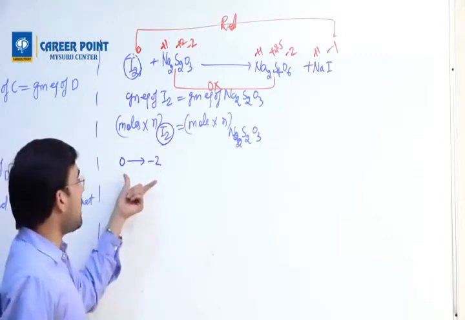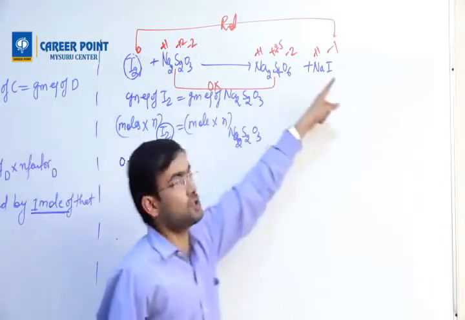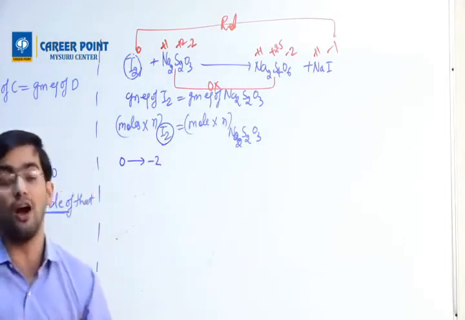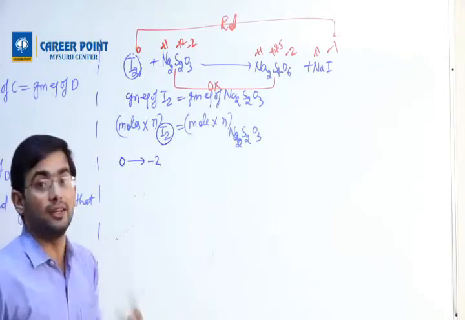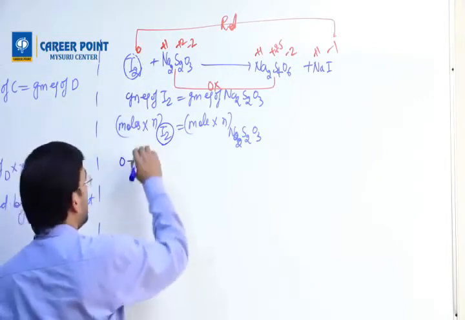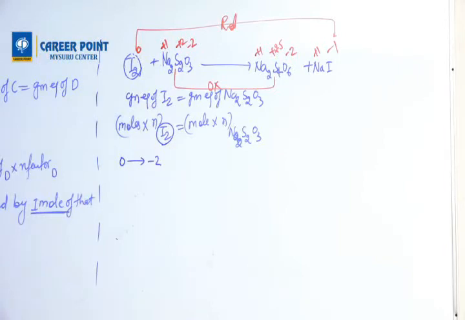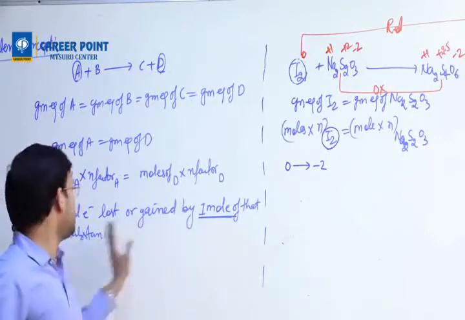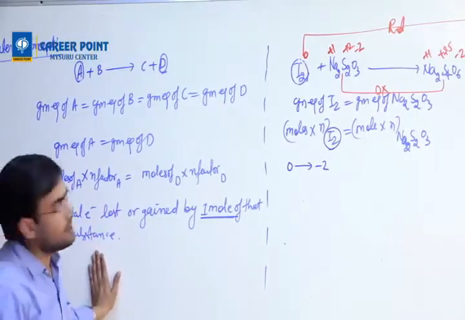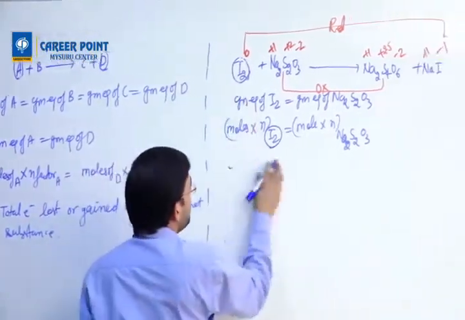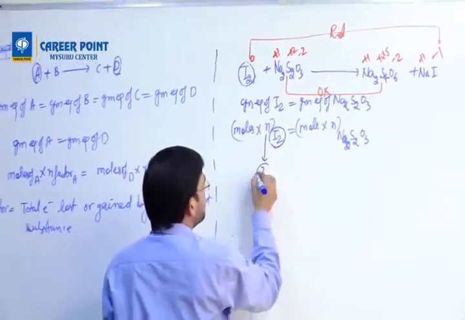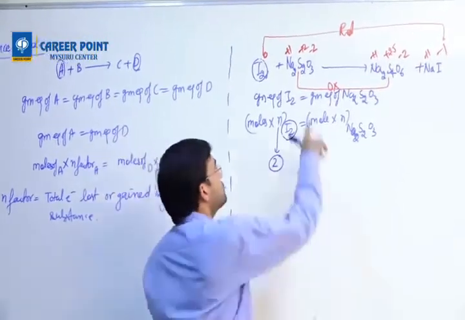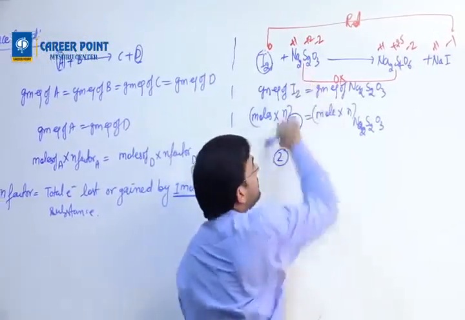It means, in this case, 0 to minus 2, the oxidation number is decreasing. It means gaining of electrons. How much gain? 2 electrons. So 2 electrons are gained by 1 mole of I2, then the N factor of I2 is 2. Now we should do it for this S2O3.